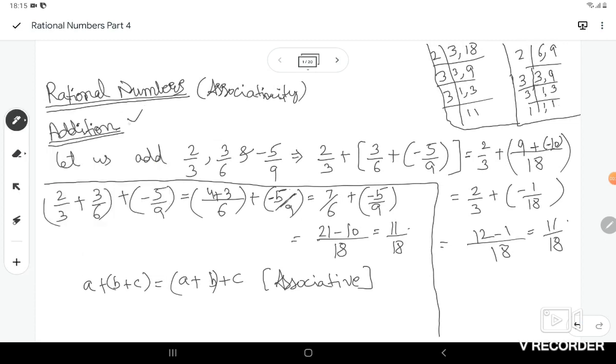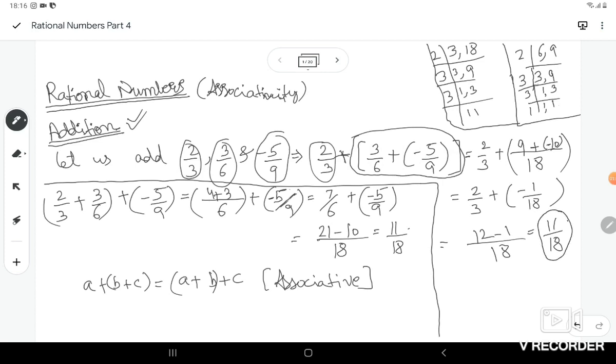So let us start with the addition mathematical operation. Let us add three rational numbers 2/3, 3/6 and -5/9 in a way that 2/3 + (3/6 + (-5/9)). On taking the LCM and solving the numerator and denominator, we get the result as 11/18.